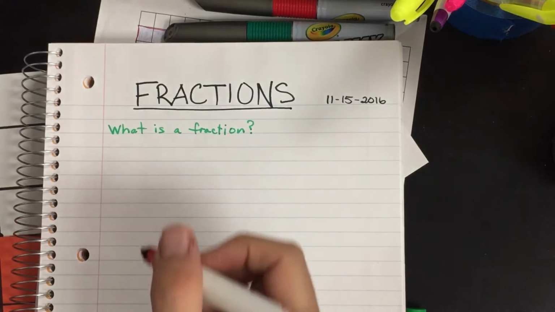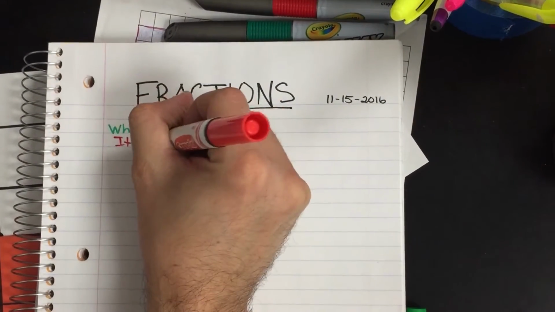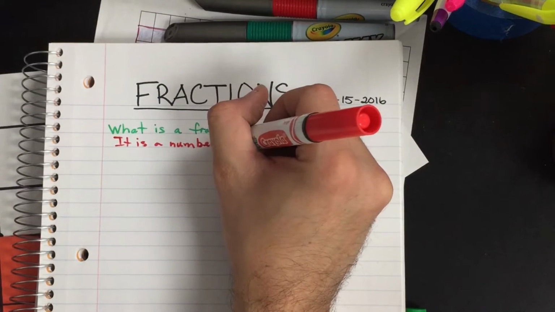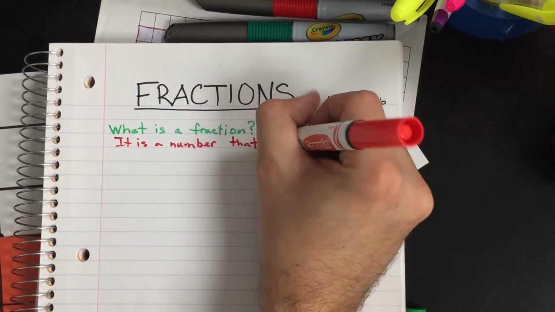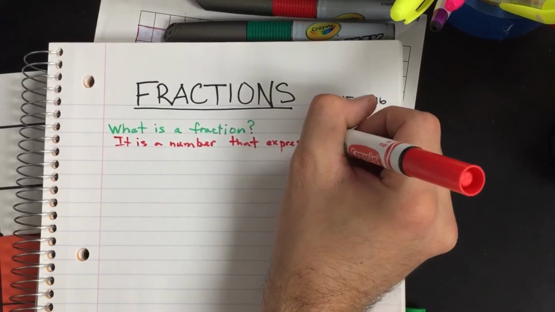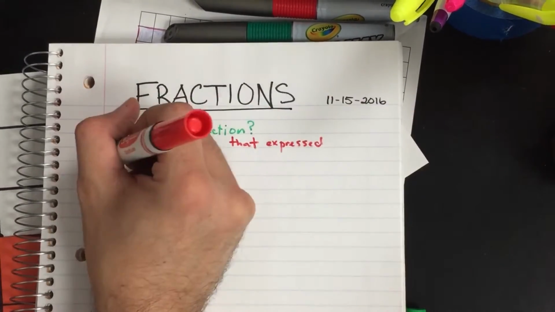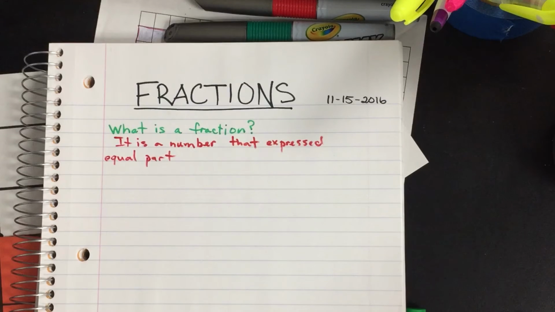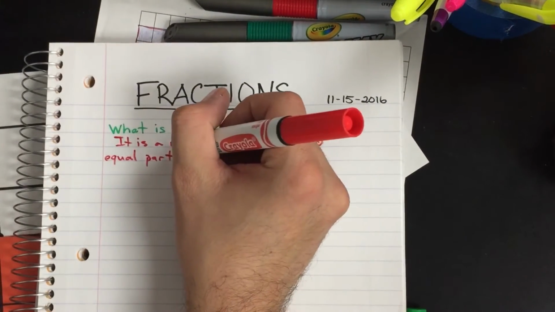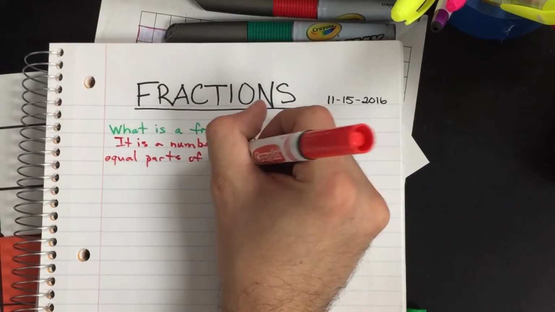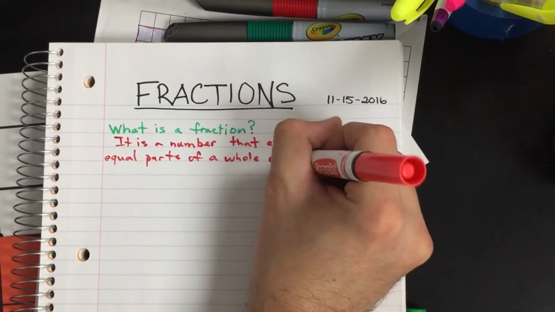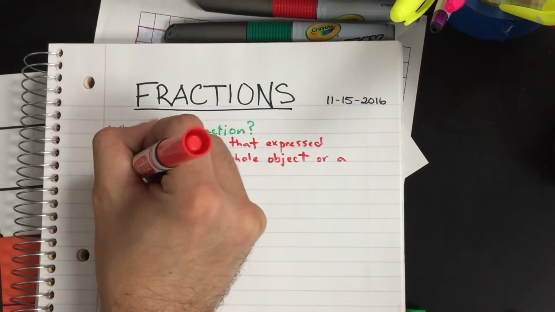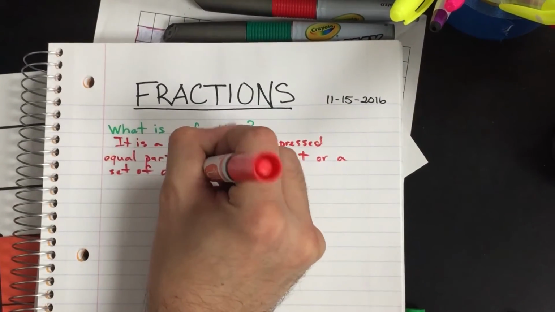An equal part usually. Okay. So it is a number that expresses equal parts of a whole object, or a set of objects. Okay.